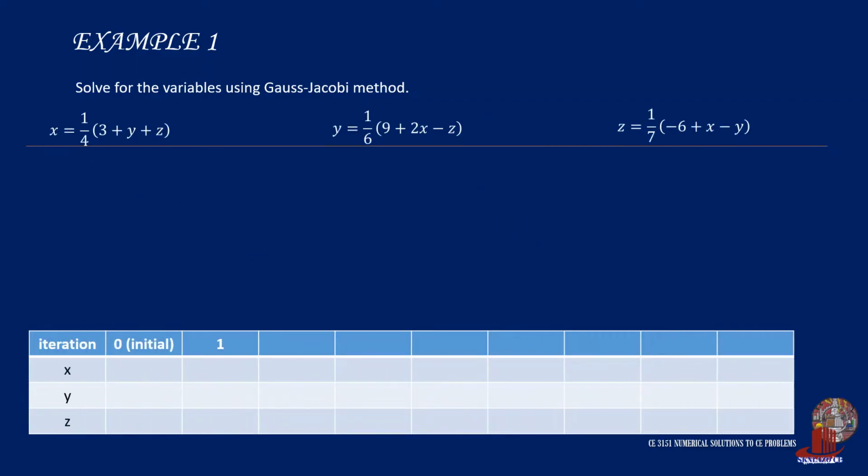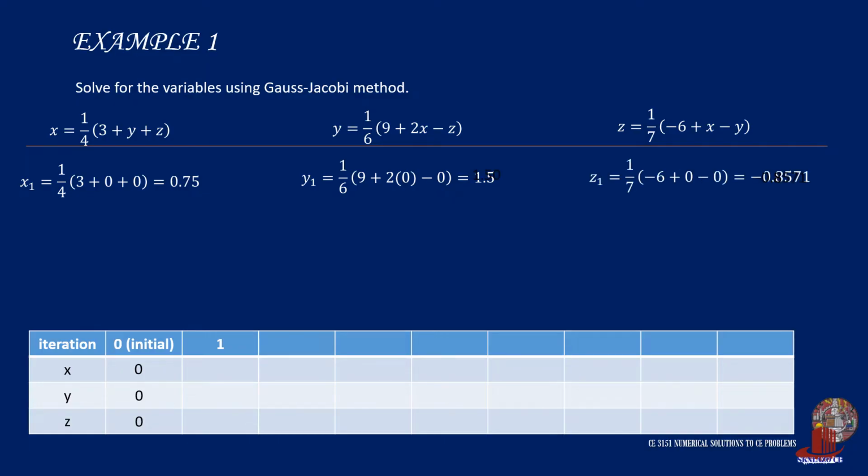For iteration, we assume the initial value as 0, starting with x sub 1, which is a quarter of 3 plus y, which is 0, and z, also 0, becomes 0.75. Y sub 1 is also computed as 1/6 of 9 plus twice of 0 minus 0, and that is 1.5. And also, z sub 1 is 1 all over 7 of negative 6 plus 0 minus 0, resulting to negative 0.8571.